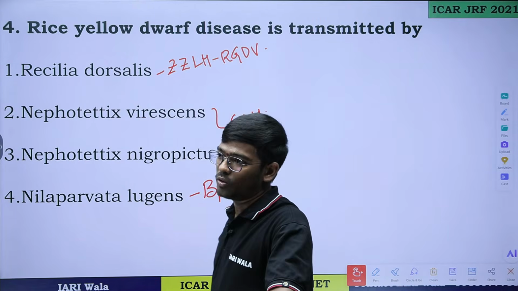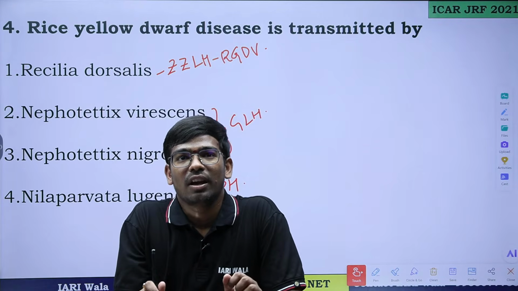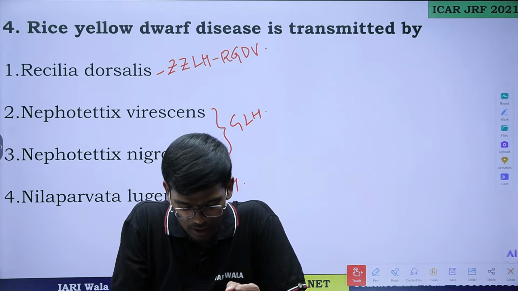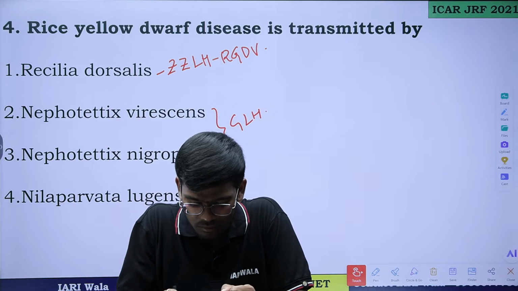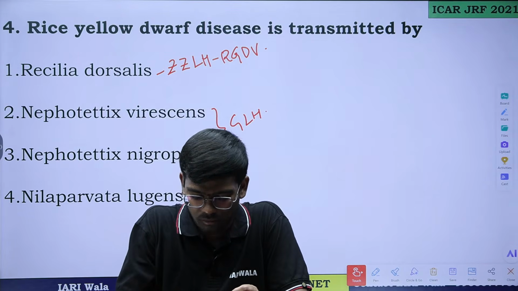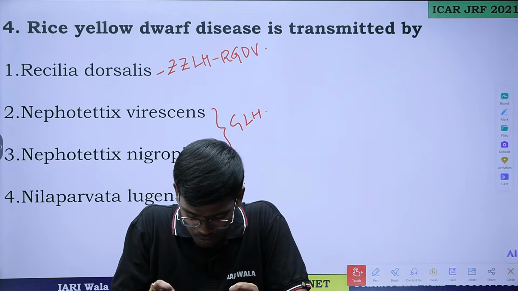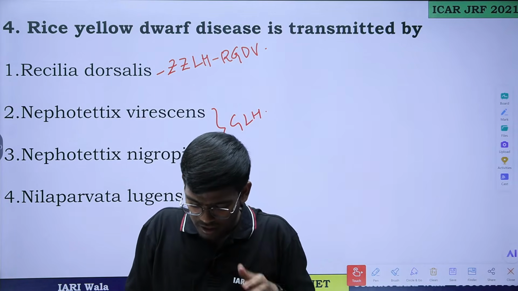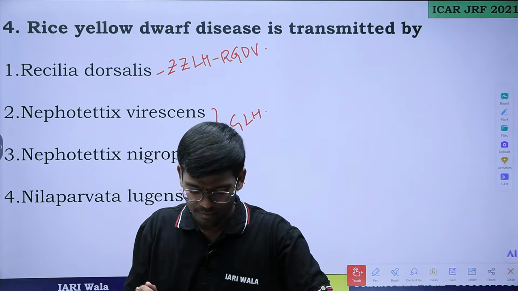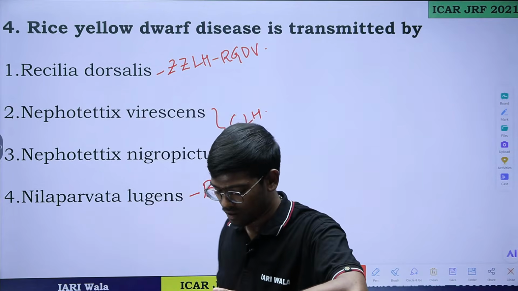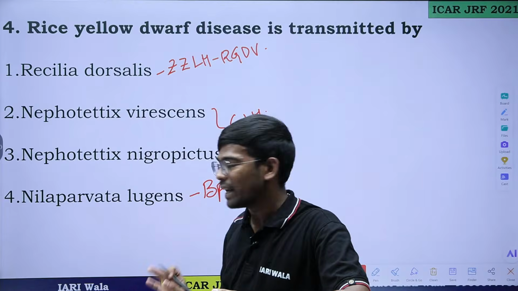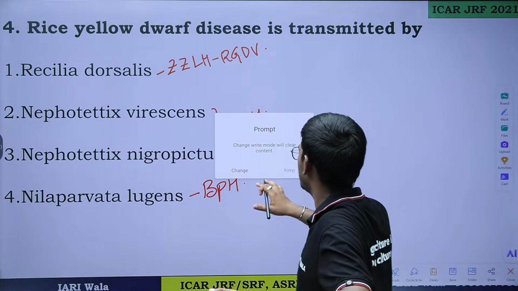Okay. Now the important thing is, in virescens and nigropictus, which species will transmit it? That you need to tell. So some students responded. Sorry, from the next time I will move aside for 1 or 2 minutes. So many of the students were telling Nephotettix nigropictus, but it's wrong. I will tell why we have to choose this one.